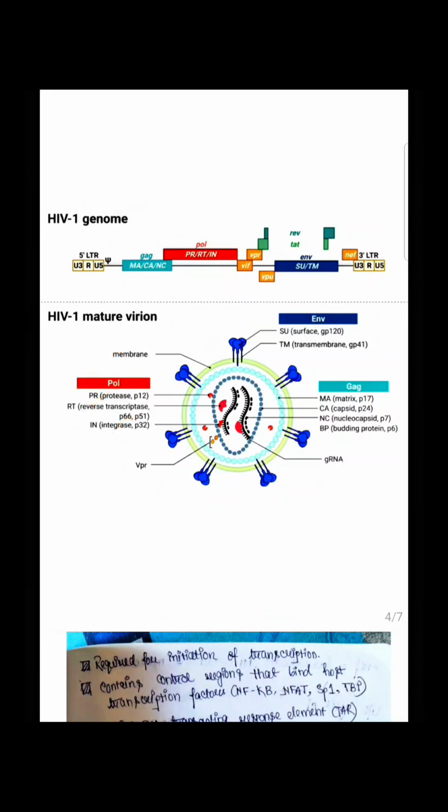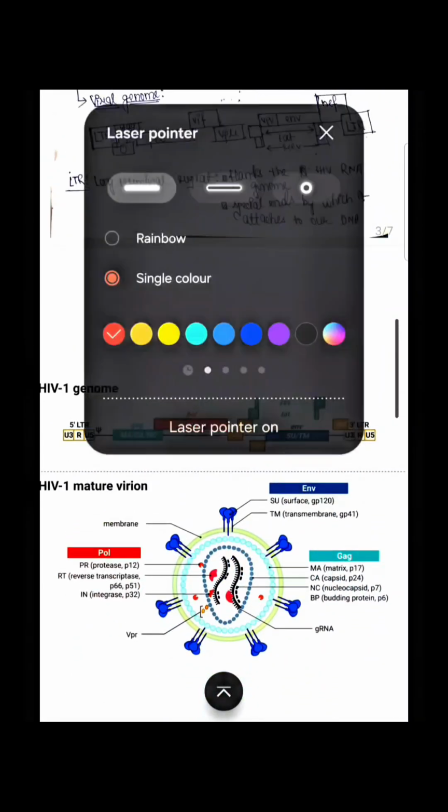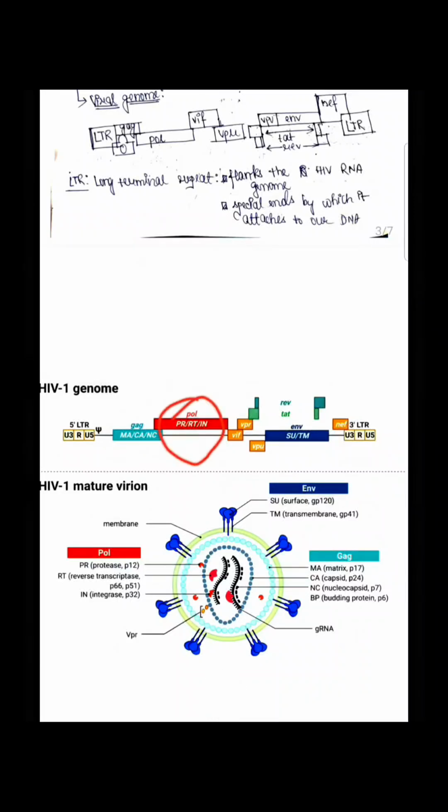We can also see in the figure that I had drawn here, this is our Pol gene, and it codes for the reverse transcriptase, the integrase, and the protease. These are the three molecules we can see. So this is the role of the Pol gene. It is very important to remember, the GAG and the Pol. Now let's move on to the next.